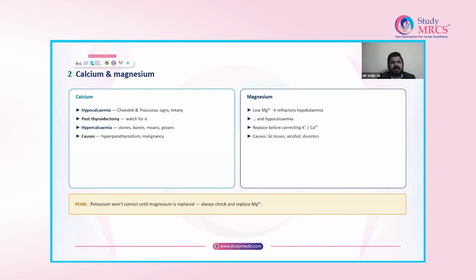So what about the hypercalcemia? The hypercalcemia may be due to different causes. First one is the hyperparathyroidism. The hyperparathyroidism may be due to the parathyroid hyperplasia or parathyroid adenoma. And the hypercalcemia is also associated with certain malignancy, because the parathyroid hormone related peptide is increased in circulation, and that can cause the hypercalcemia.